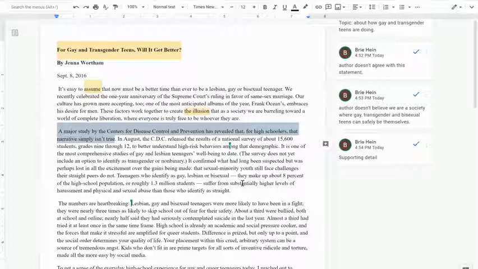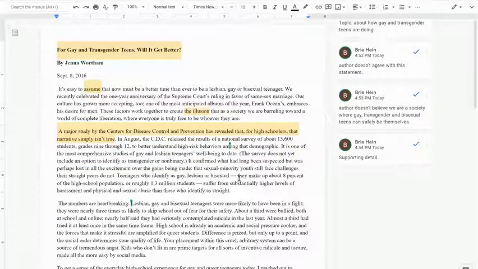"In August, the CDC released the results of a national survey of about 15,600 students, grades 9 through 12, to better understand high-risk behaviors among that demographic. It is one of the most comprehensive studies of gay and lesbian teenagers' well-being to date. The survey does not yet include an option to identify as transgender or non-binary." So all of this just seems to be setting up this study. Although they use statistics, and sometimes I think, oh my goodness, they're using numbers, that should be a helpful supporting detail, it's not actually that helpful. It's just giving us some details about the study. So I'm going to keep reading.